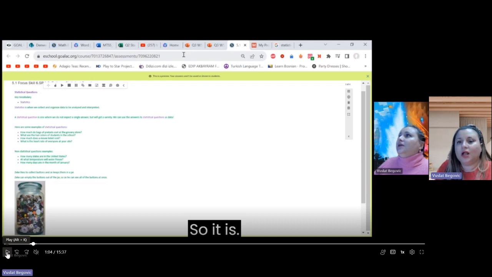However, if I ask you, what are the shapes of these buttons in this jar, or what colors of buttons are inside this jar, you will say yellow, blue, red, those types. That is a statistical question, okay? Because you need to categorize the buttons by their colors. In the question with the teachers at Goal Academy and their ages, you had to categorize the teachers by their ages, or by their gender, or by some features about them.